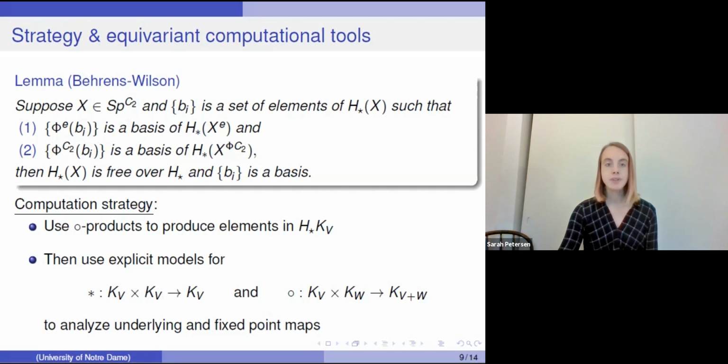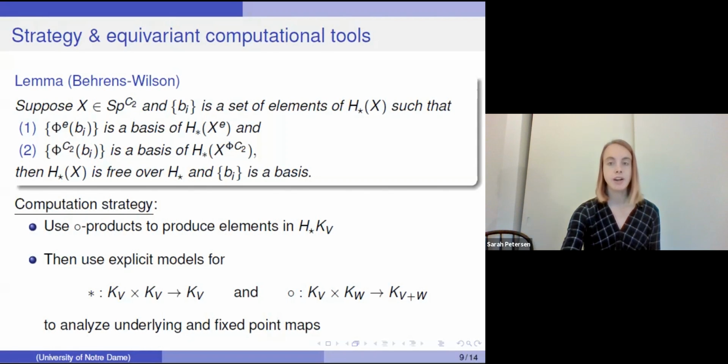basis. So given this lemma, my computational strategy was to start with the homology of some spaces we know, so for instance, K1 and K sigma, and then use circle products to produce elements in the RO(C2)-graded homology of KB. I then use my explicit models for the star and circle product to analyze the maps to the underlying and fixed points. This allows me to use the Behrens-Wilson lemma directly.